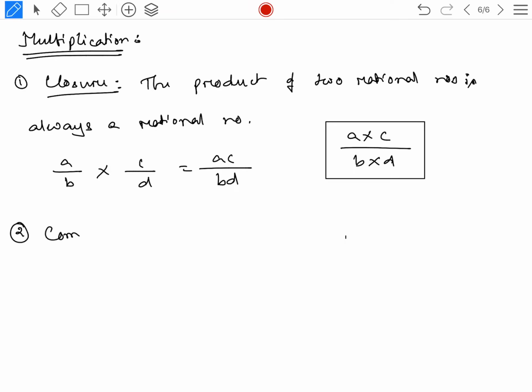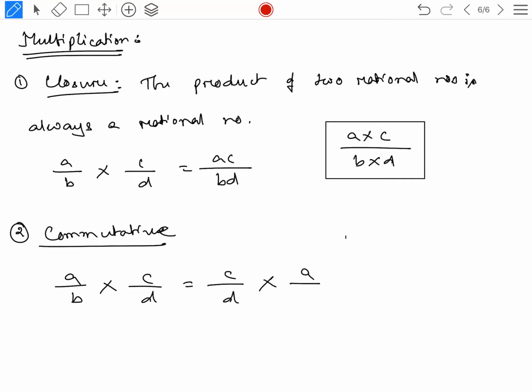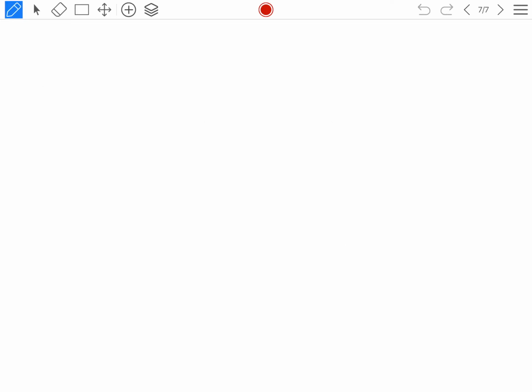Then coming to the second property, it is known as commutative property. According to this property, two rational numbers can be multiplied in any order, and the result that we'll get is the same. If a by b and c by d are two rational numbers, then we can multiply them in any order, c by d into a by b. I have just changed the positions of the rational numbers, but the result will be the same. Look at one example: 2 by 3 into 3 by 4 will be equal to 3 by 4 into 2 by 3.